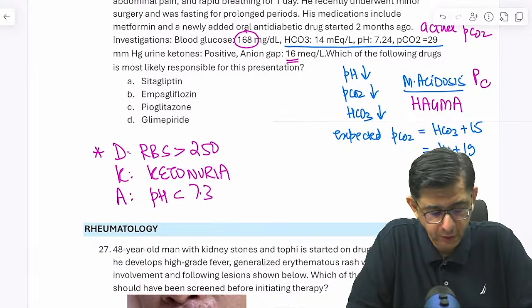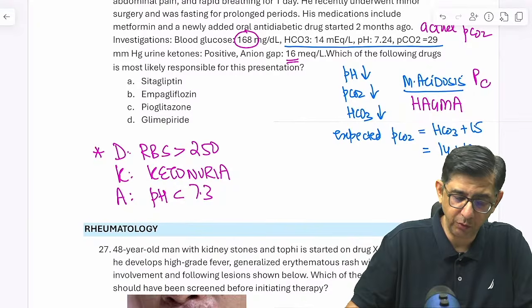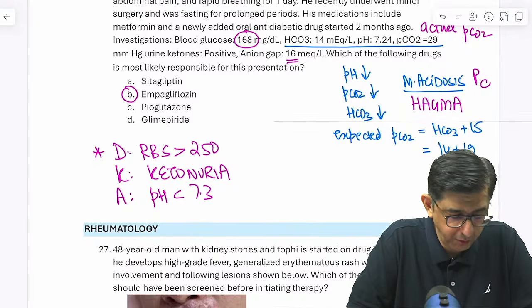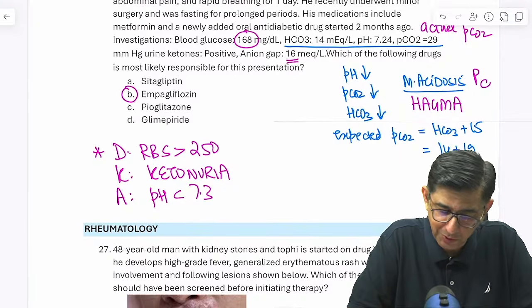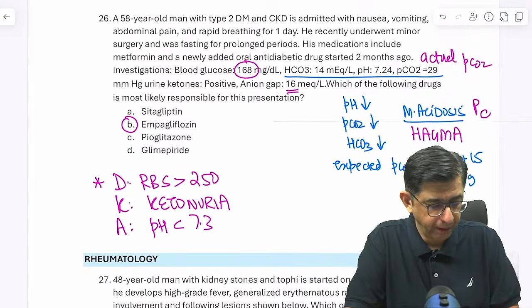euglycemic diabetic ketoacidosis, the cause of which would be empagliflozin that would be given to the patient. So the answer to this patient is option number B. That was well picked up by the majority of people.